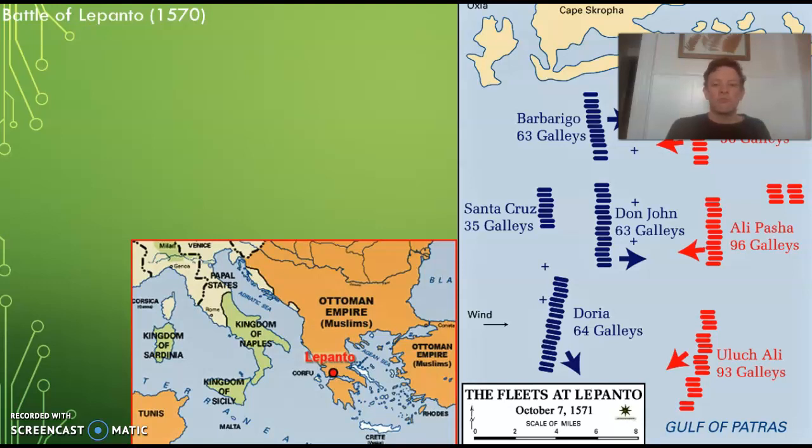And so the Ottomans had been recovering from a series of setbacks. They had attempted to invade the island of Crete, and they had attempted to attack Vienna. Both of these had been defeated, but now they're moving forward again, looking to seize the island of Cyprus.